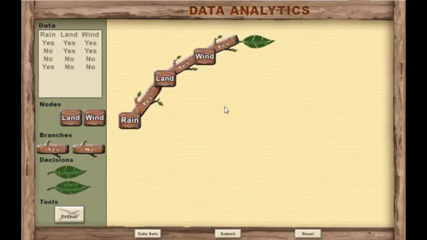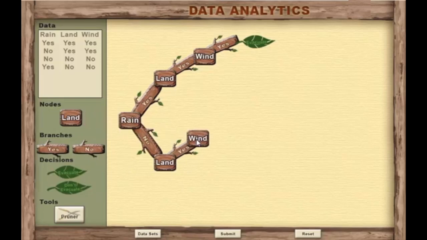Now repeat the process for the second row of data. For this, you'll have to drag a no branch to the rain node, then continue adding land and wind until you reach a decision. Again, here you have 2 yeses, so the decision is to evacuate.